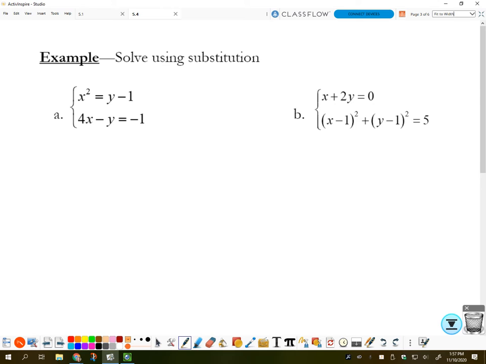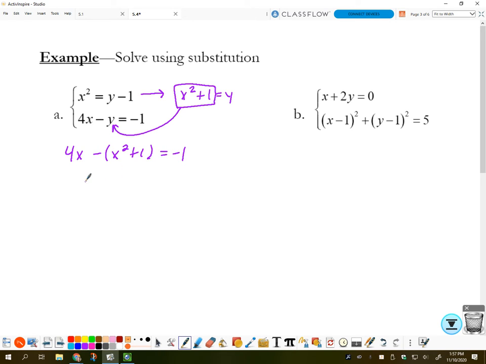So, I think I can probably solve this for y by adding 1 to the other side. So x squared plus 1 is going to equal y. So then I can take what y is equal to here and plug it in down here. So we would have 4x minus x squared plus 1 equals negative 1.